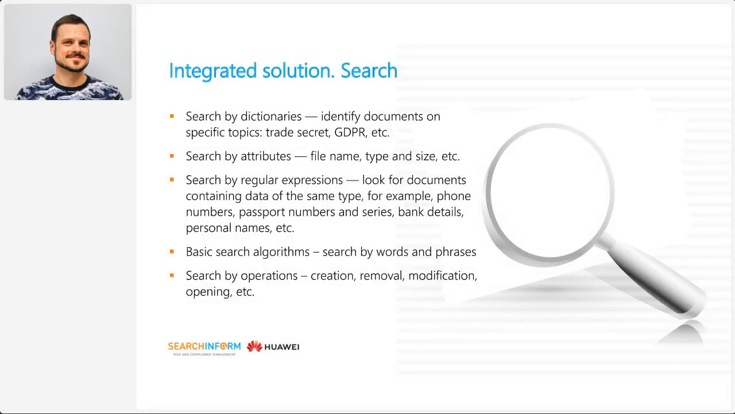So what else does this solution allow us to do? From the point of view of the search capabilities, we are able to search through those files with the help of particular dictionaries relating to this or that topic, be it trade secrets, GDPR, internal company rules, legislation, and so on and so forth. Second is the approach to search by attributes, which allows us to search through those files by their attributes, be it file names, file type, size, or whatever other attribute can be.